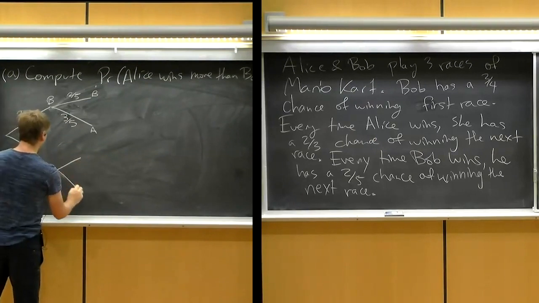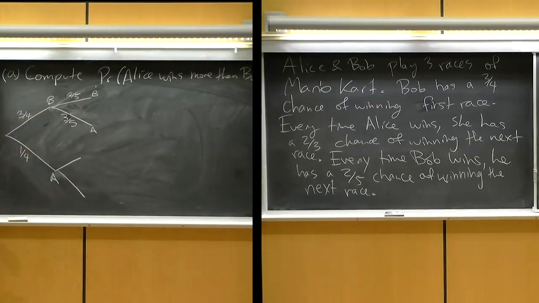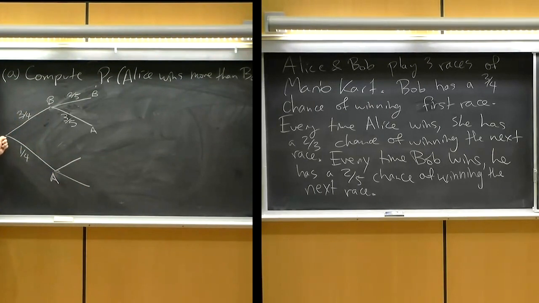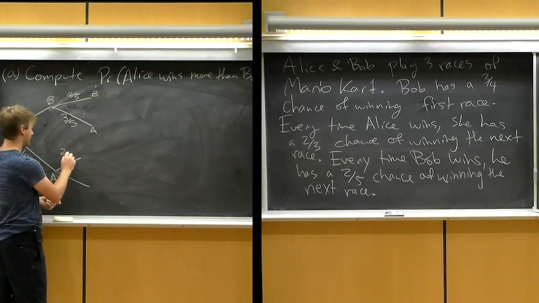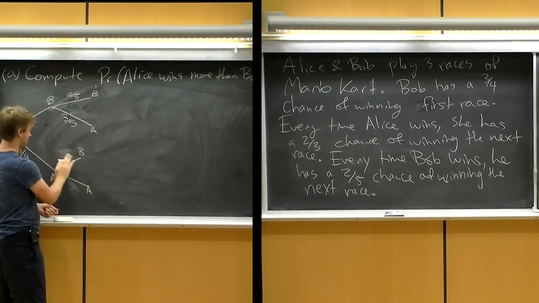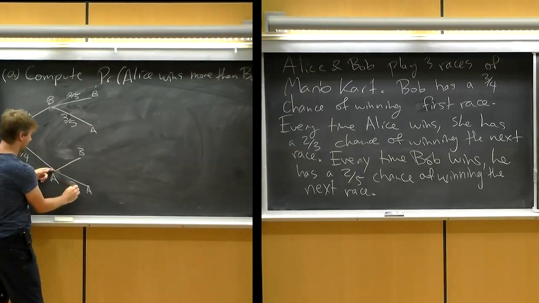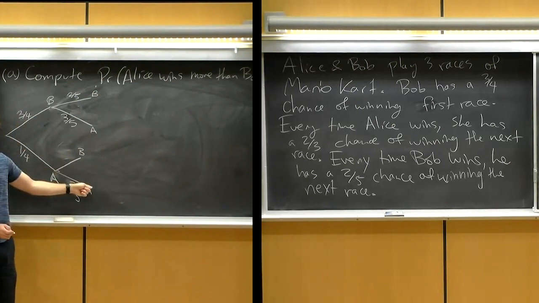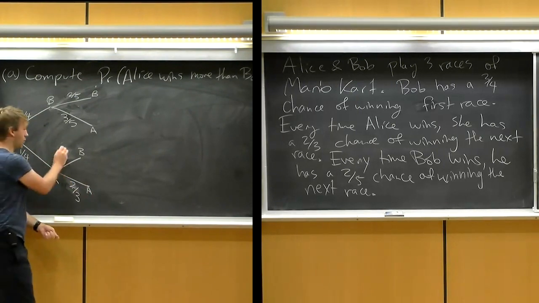Now let's do this bottom one. So far this is just going to be for the first two races, right? So I'm assuming Alice won the first race. She now has a 2/3 chance of winning the next one, right? Oh, sorry. I need to say what these are. So if she won, she has a 2/3 chance of winning. So if the first one was A for Alice, the next one should be 2/3 of being A again, 1/3 of being Bob.